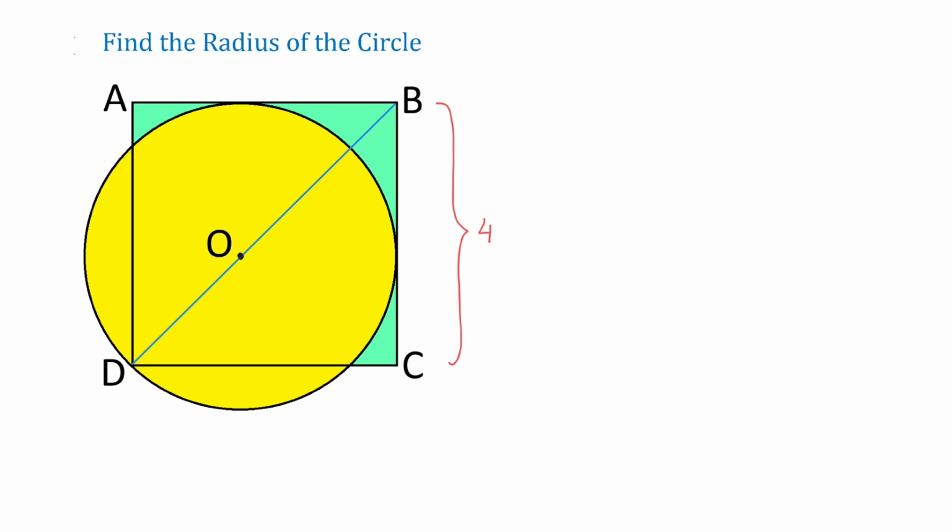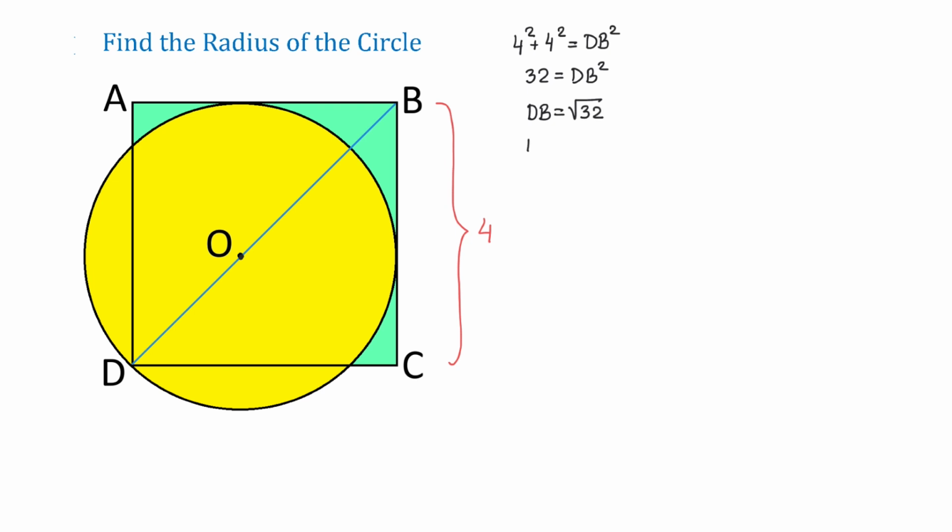squared. And because each of these sides is 4 units, we will write that 4 squared plus 4 squared equals DB squared. Then on the left side, 16 plus 16 is 32, so 32 equals DB squared. Then DB equals the square root of 32.